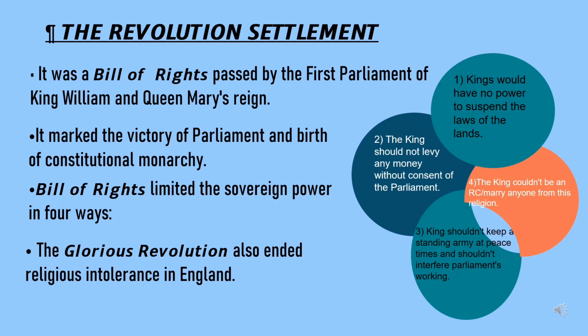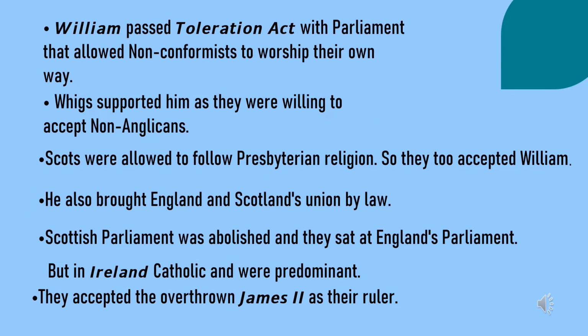Thus, the Glorious Revolution also ended the religious intolerance in England at that time. King William of Orange then passed the Toleration Act with the Parliament, which allowed the nonconformists to worship in their own way. The Whigs too supported him as they were willing to accept the non-Anglicans. The Scots were allowed to follow the Presbyterian religion, so they too accepted William as the ruler. He also brought about the union of England and Scotland by law. The Scottish Parliament was abolished, and they sat in England's Parliament.